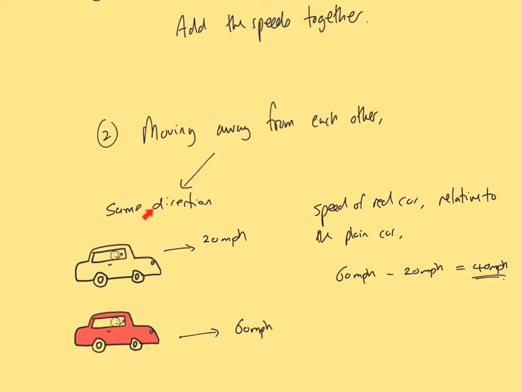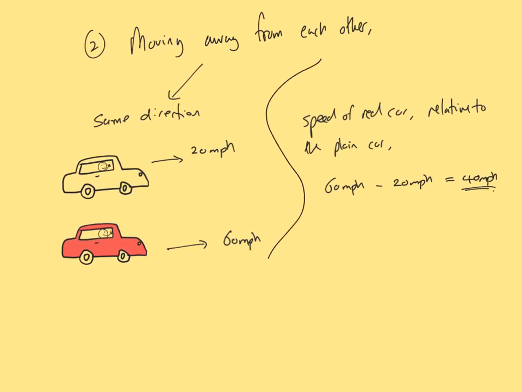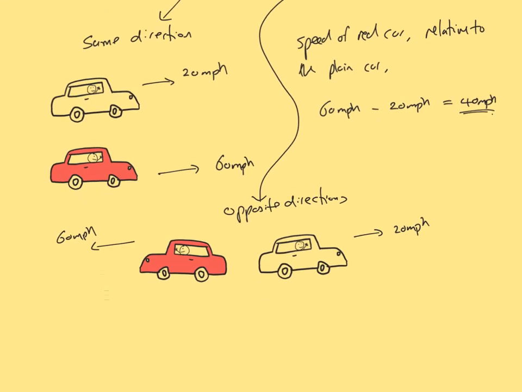That's, of course, if they're moving away from each other but travelling in the same direction. If they are moving away from each other and travelling in opposite directions, let's give them the same speeds as before. So the white car is moving at 20 miles an hour and the red car is moving at 60 miles an hour. In this case, they're going to get further away from each other more quickly than before. So we would add the speeds together.